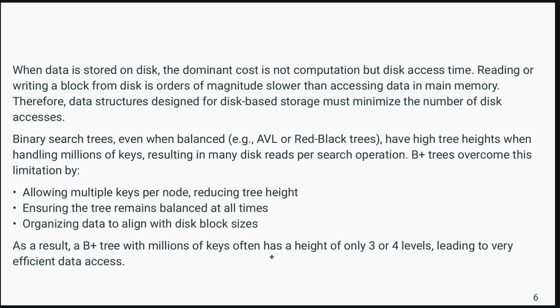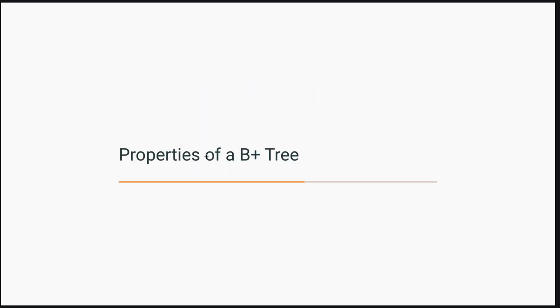Binary search trees, even when balanced, have high tree heights when handling millions of keys, resulting in many disk reads per search operation. B plus trees overcome this limitation by allowing multiple keys per node, reducing tree height, ensuring the tree remains balanced at all times, and organizing data to align with disk block sizes. As a result, a B plus tree with millions of keys often has a height of only 3 or 4 levels, leading to very efficient data access.